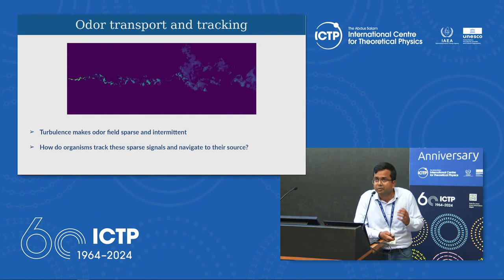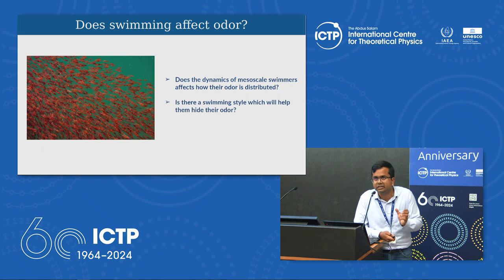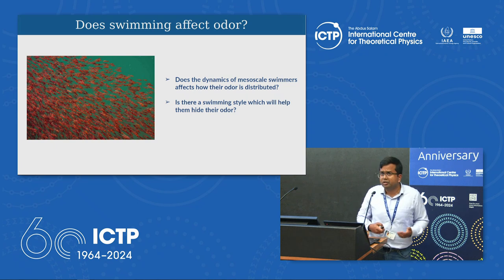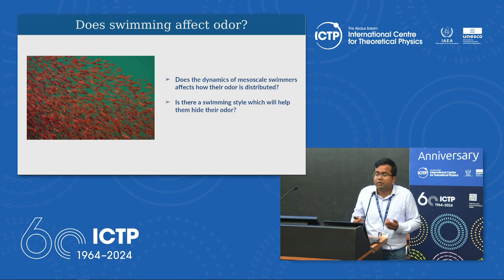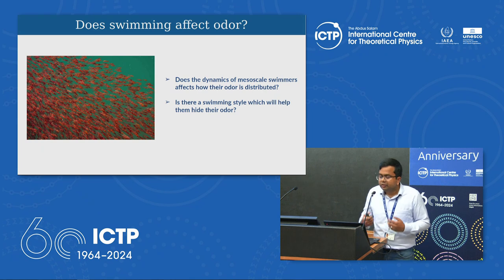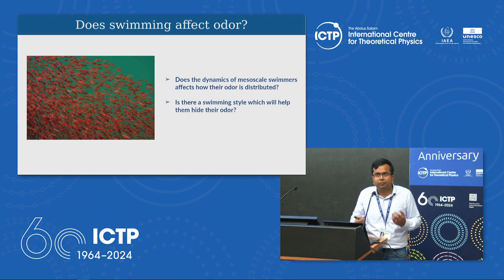So we are looking at organisms which are smaller than the smallest scales in the fluid flow, organisms such as copepods and zooplanktons. These organisms are found in large numbers, and they can often be approximated by simple swimming modes, as I'll tell in a few slides. The question is whether this collective action, together with their swimming mode, can potentially have an effect on how the odor is transported downstream. And if it does, whether different swimming modes offer different survival advantage from predators.